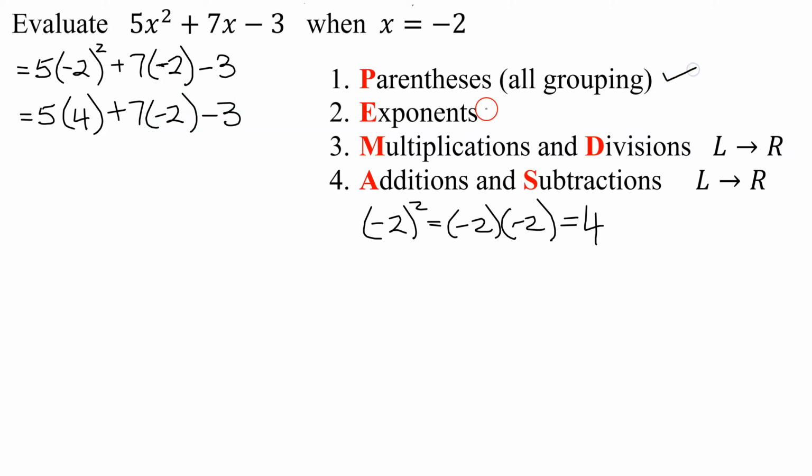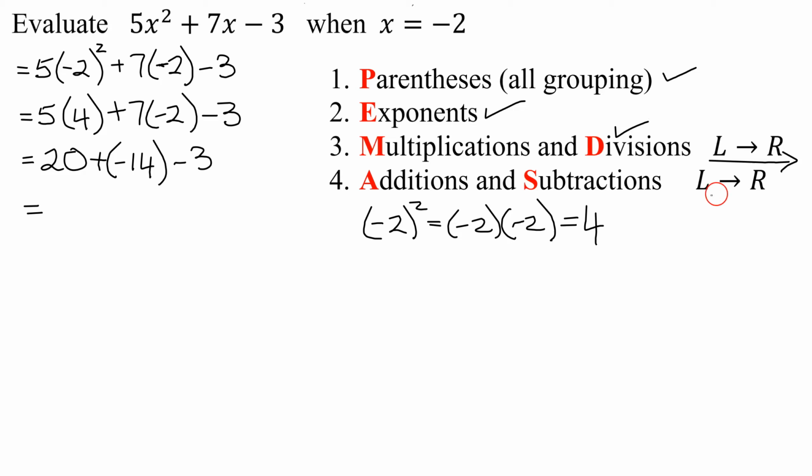So I've done 1 and 2. Now I need to do multiplications and divisions working from left to right. So I'm going to do this one, and then I'm going to do this one. So 5 times 4 is 20. And then plus 7 times a -2, a positive times a negative is a negative. 7 times 2 is 14 minus 3.